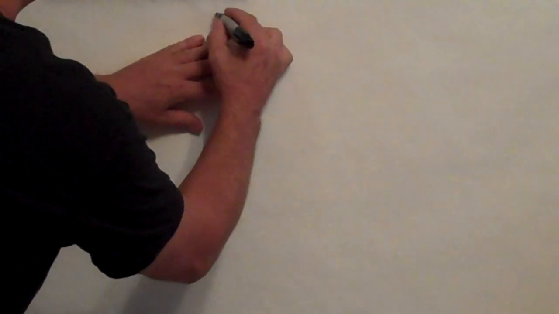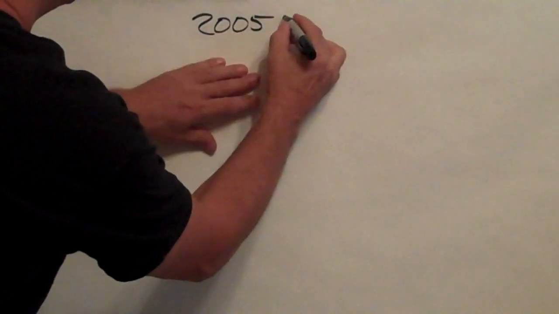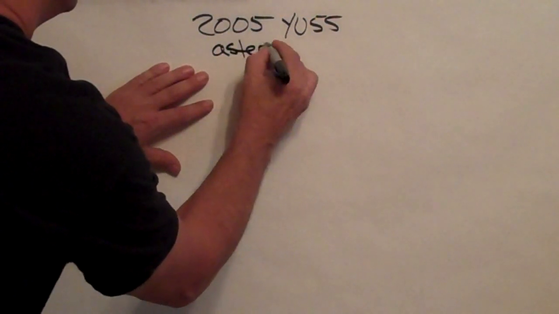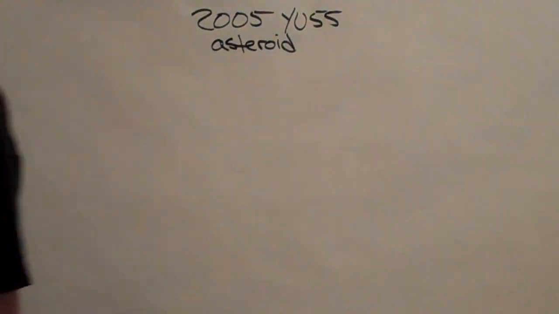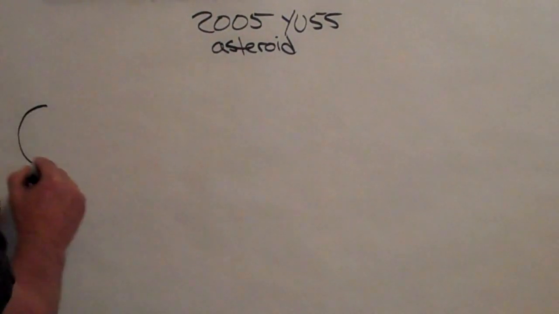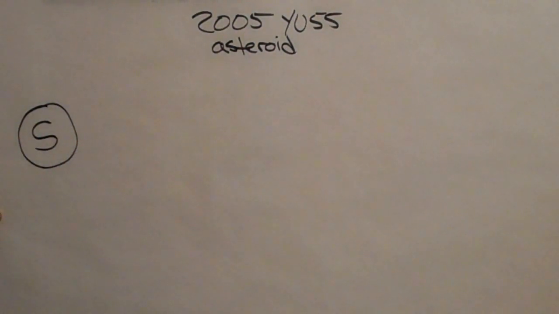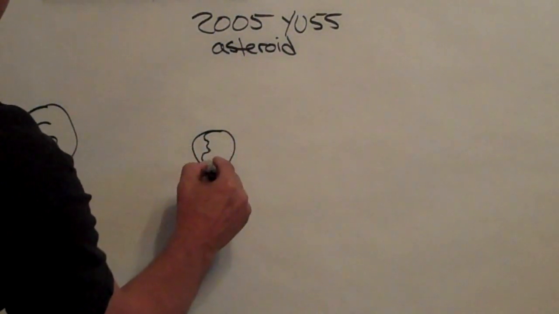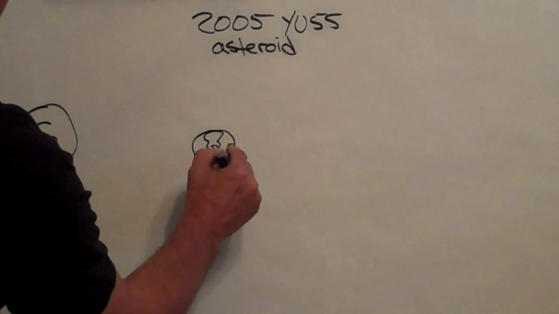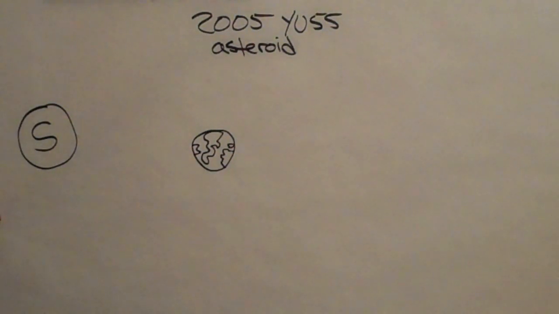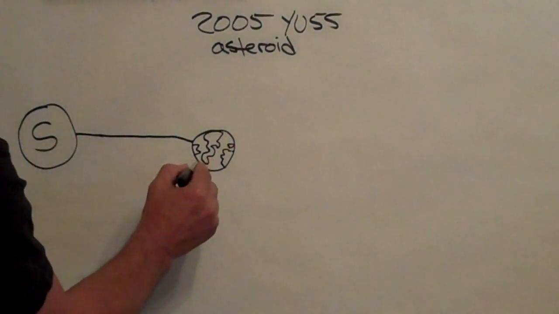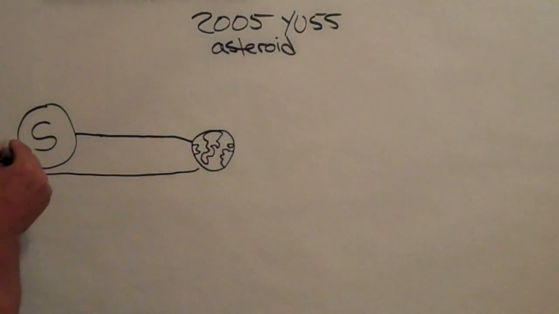I'm going to get right into it. I'm going to have a whiteboard. This whiteboard is for 2005 YU55. It's an asteroid. There's the sun. There's the earth. There's the ecliptic plane.